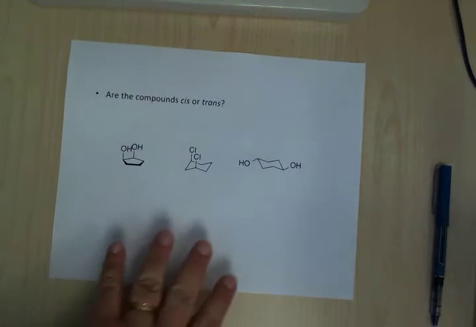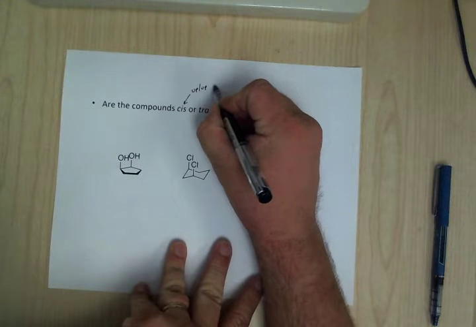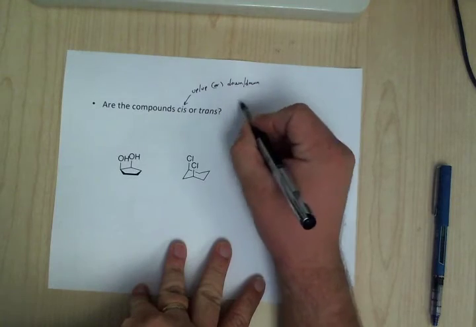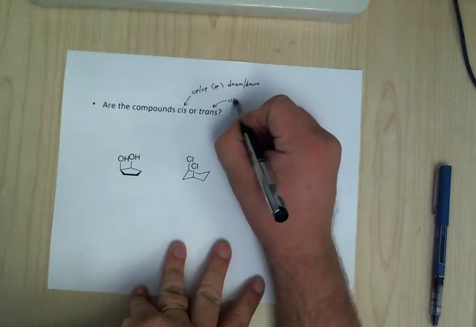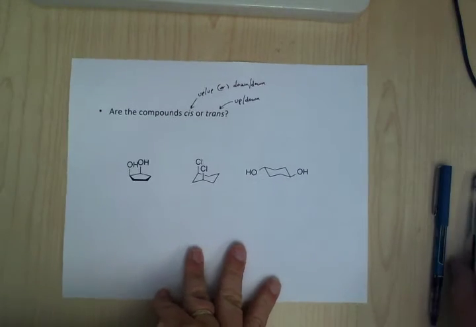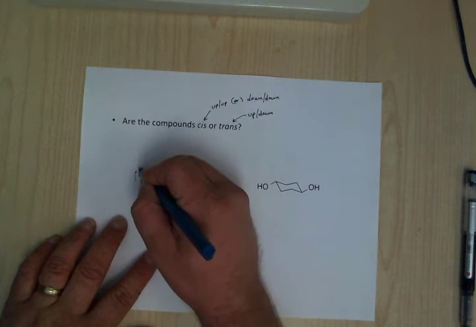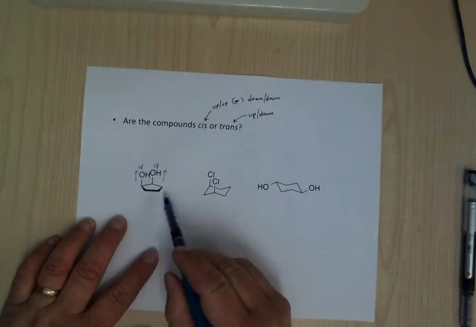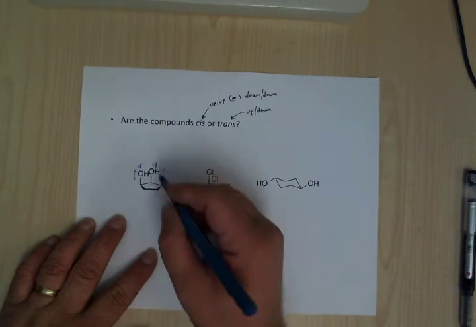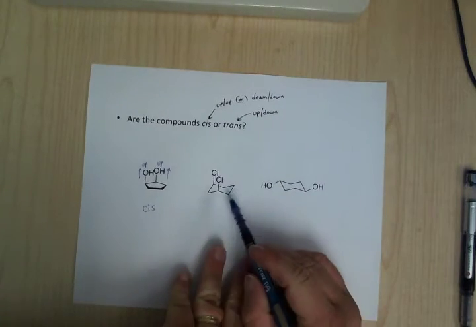Okay, cis and trans. So cis means either up, up, or down, down. This means one up, one down. So with that, here we go. These two OH groups, this one's going up, this one's up, up. So it's pretty easy to see on the cyclopentanes here. So up, up, so this is going to be cis.